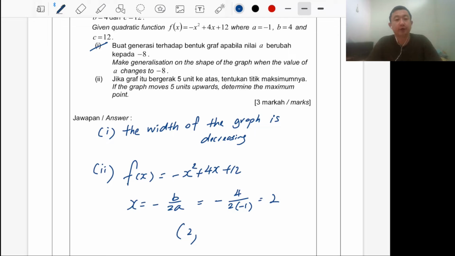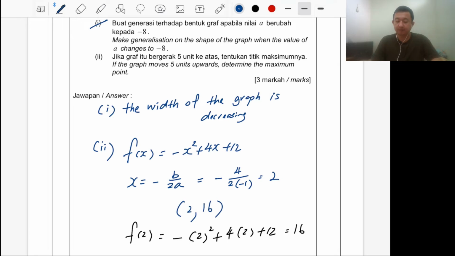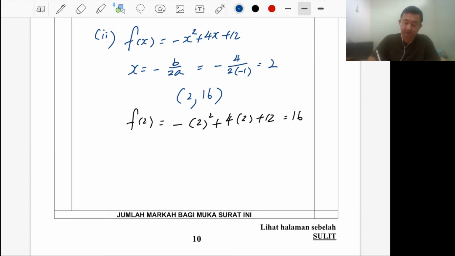And what is the value for the y? You substitute in f(2). Okay, what do you get? Negative 4 plus 8 plus 12, you should have 16. So originally, the maximum point is (2, 16). Think about it. Okay, now originally the point here should be (2, 16).